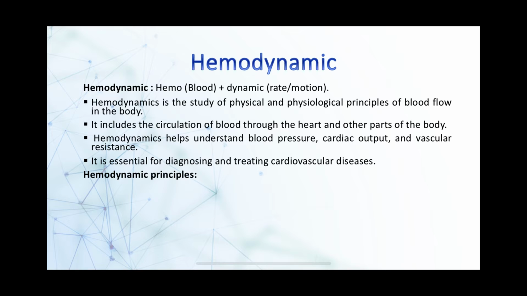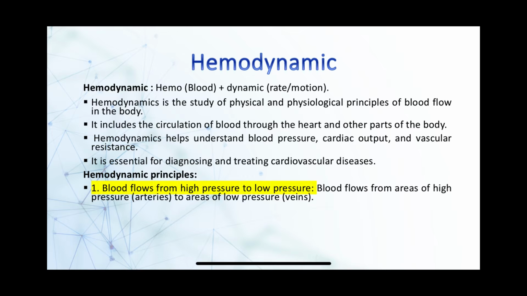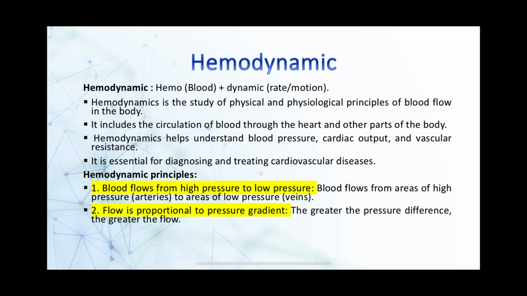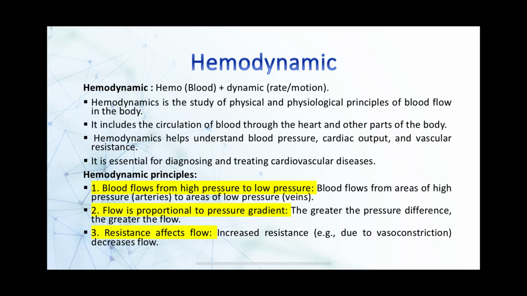Next is hemodynamic principles. 1. Blood flows from high pressure to low pressure. Here, blood flows from areas of high pressure, arteries, to areas of low pressure, veins. 2. Flow is proportional to pressure gradient. The greater the pressure difference, the greater the flow. 3. Resistance affects flow. Increased resistance, for example due to vasoconstriction, decreases flow.